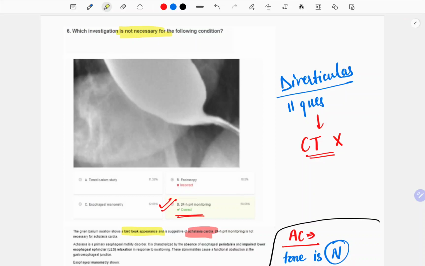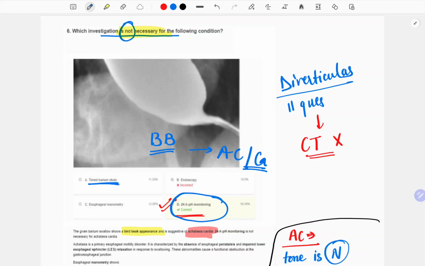Now another very important question for this topic. Which investigation is not necessary for the following condition? See, again it is a bird beak appearance, so it is achalasia cardia or carcinoma esophagus, we don't know. But what is not necessary here is the 24-hour pH monitoring. See, we will do a barium study for both achalasia as well as carcinoma, we'll do endoscopy, which is the investigation of choice for carcinoma as well as the first investigation for achalasia, and esophageal manometry can be done for achalasia cardia. So what should not be done is pH monitoring.